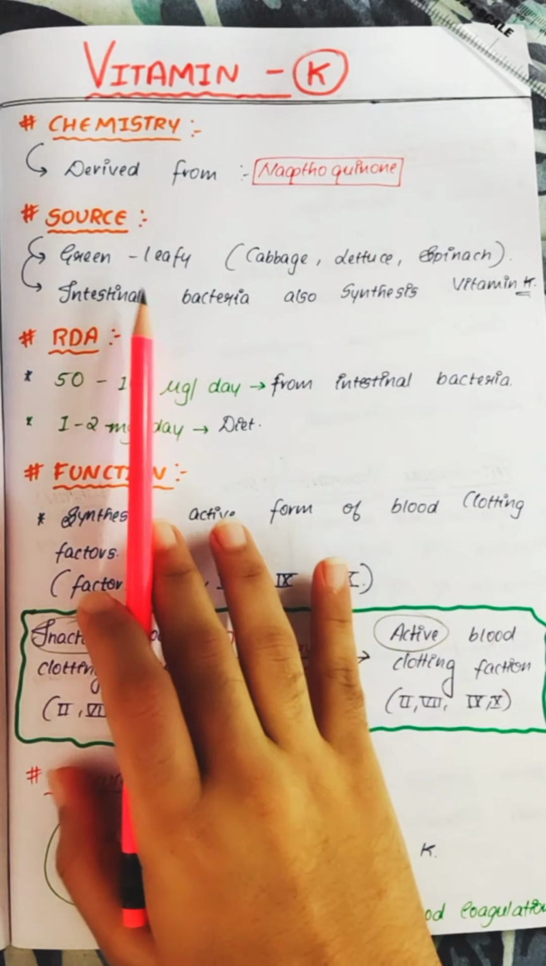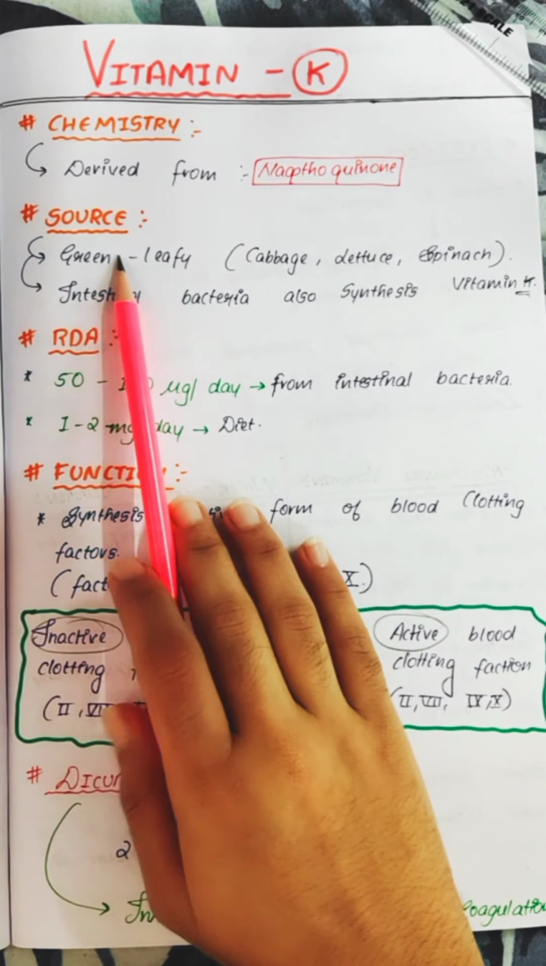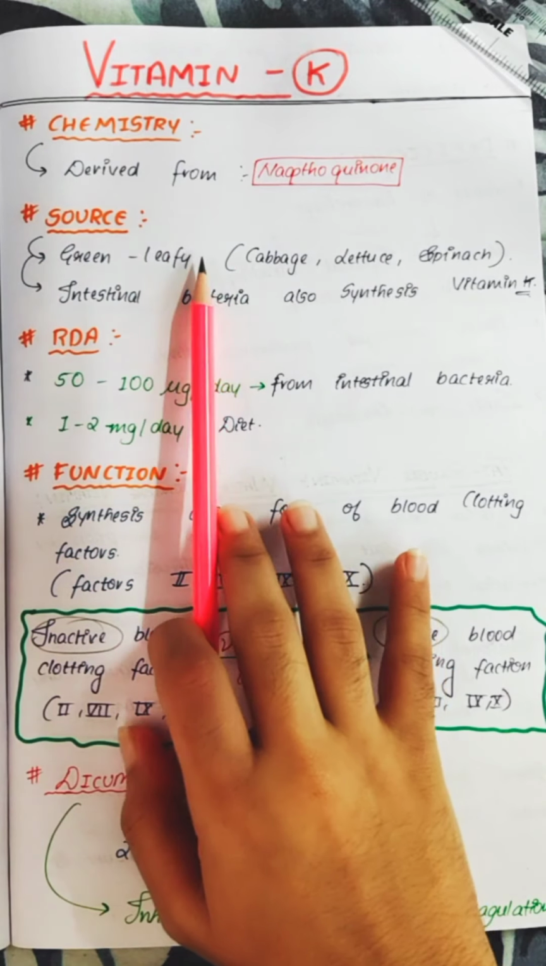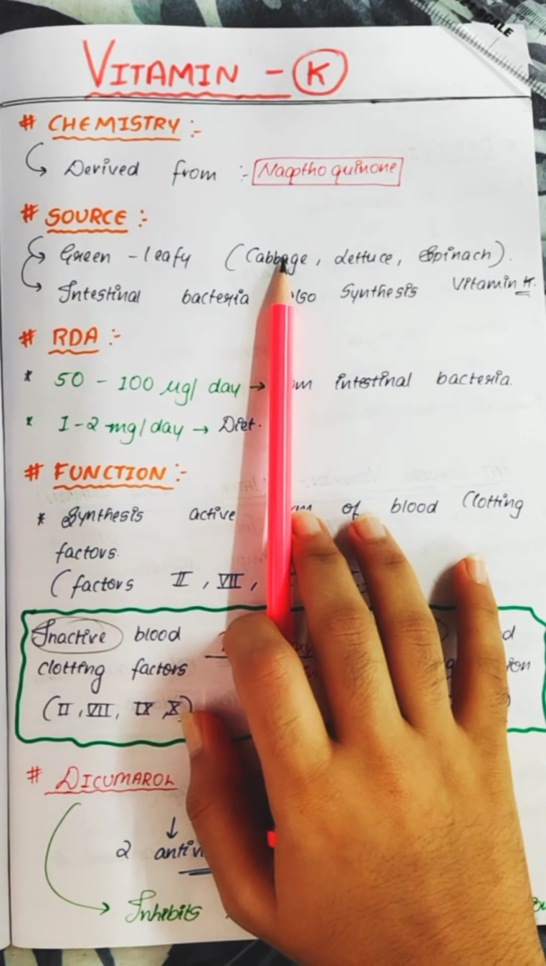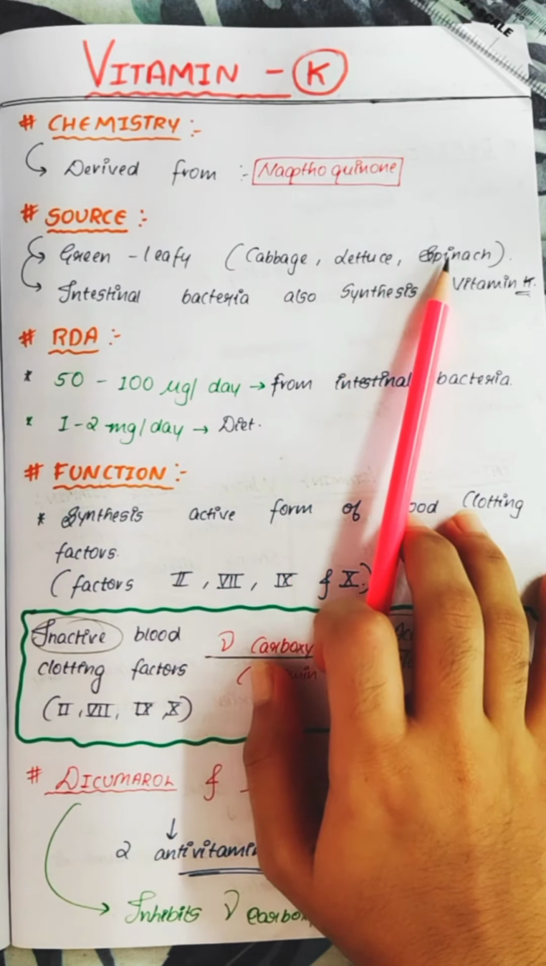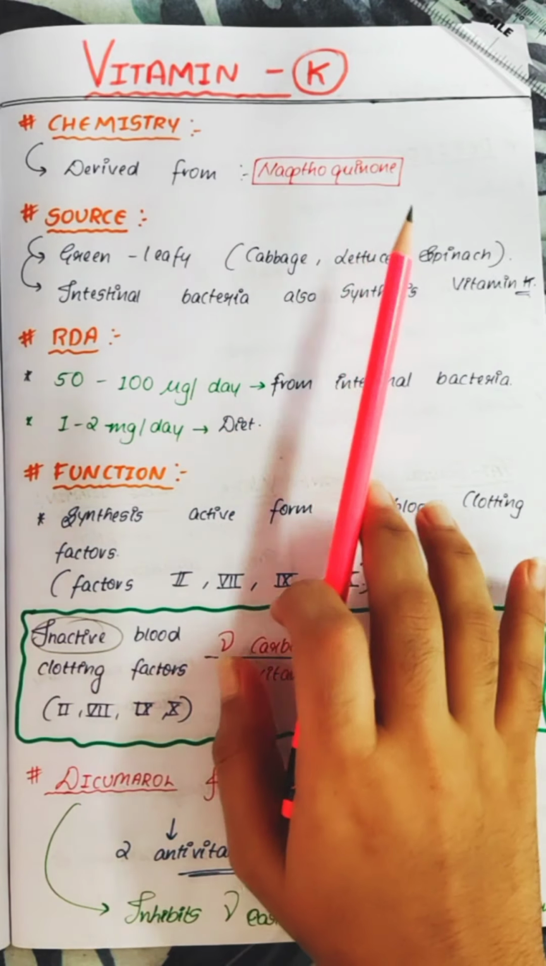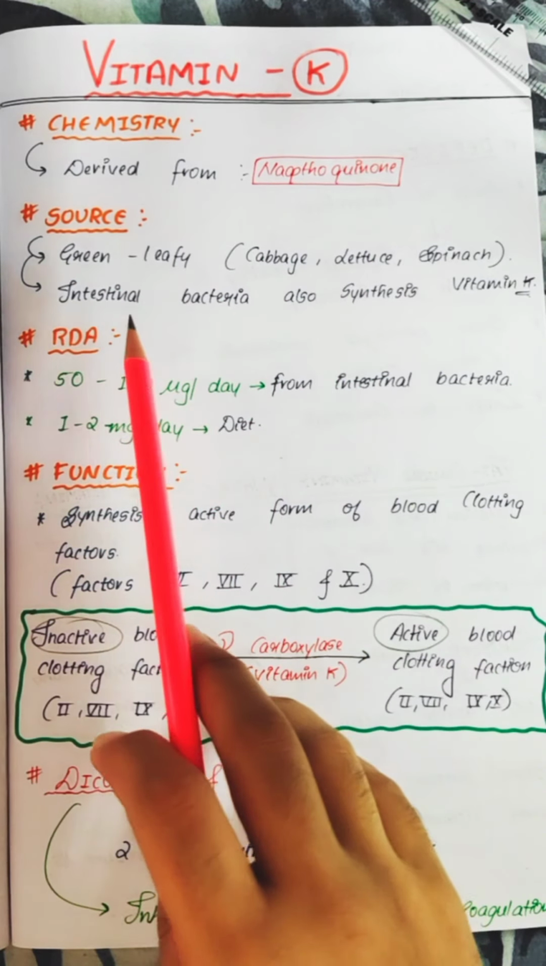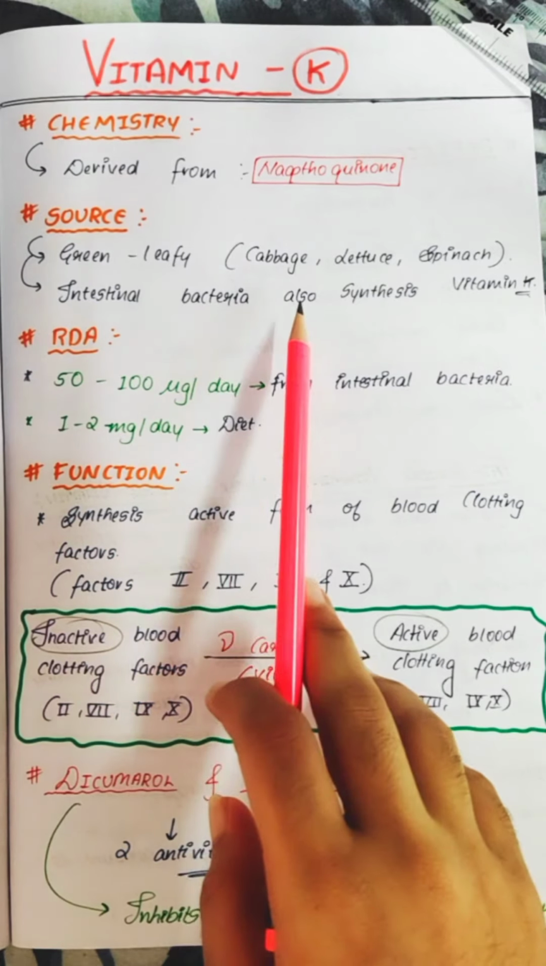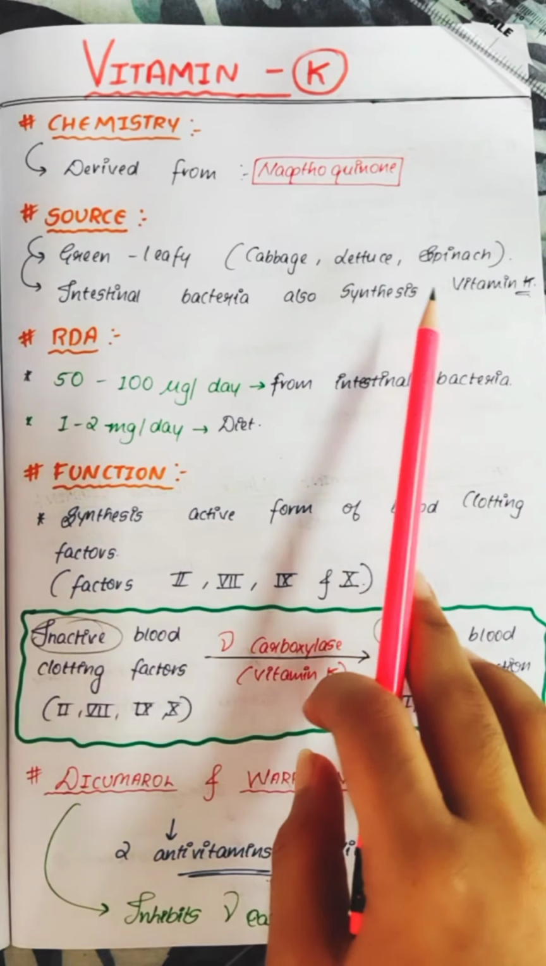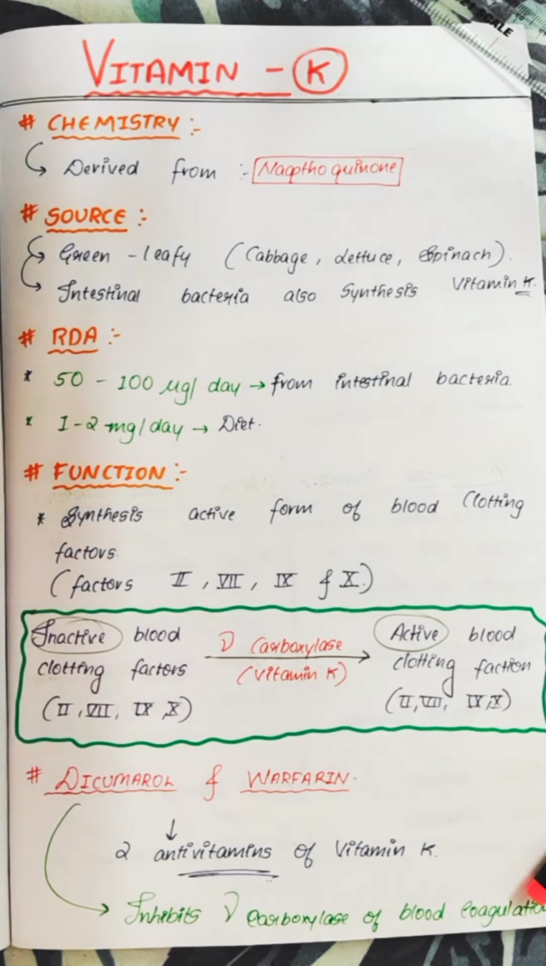Vitamin K is mainly obtained from green leafy vegetables such as carrots, cabbages, lettuce, spinach and other leafy vegetables. The next one is that intestinal bacteria also synthesize vitamin K.